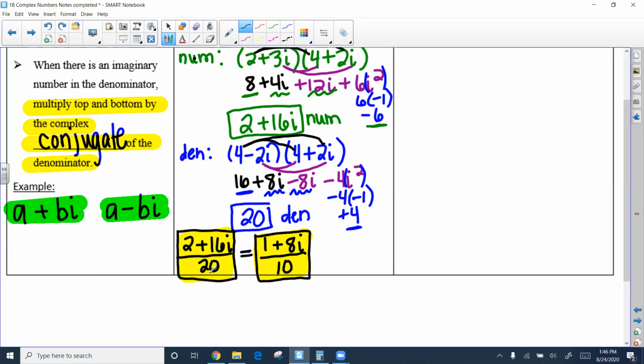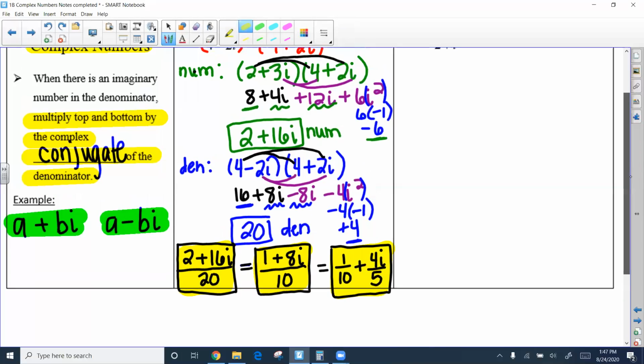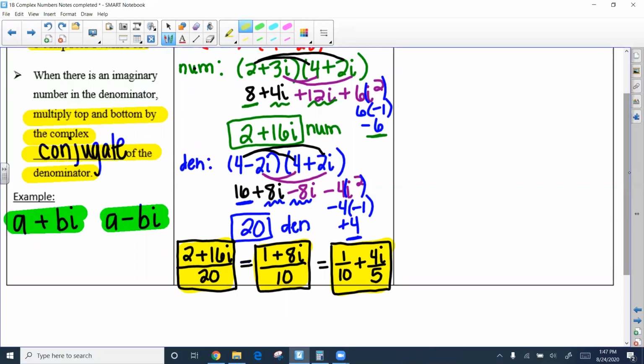The third way you could write this is you could divide each number in the top by 20 separately and then reduce separately. So if I did 2 divided by 20, that would reduce to 1 over 10. And if I did 16i divided by 20, 16 over 20 would reduce to 4 over 5. So that would be plus 4i over 5. Okay. So again, it doesn't really matter which way you write your answer because all 3 of those are the same.